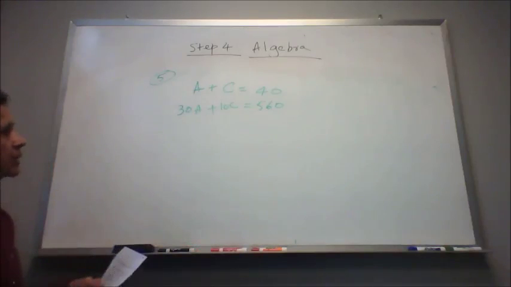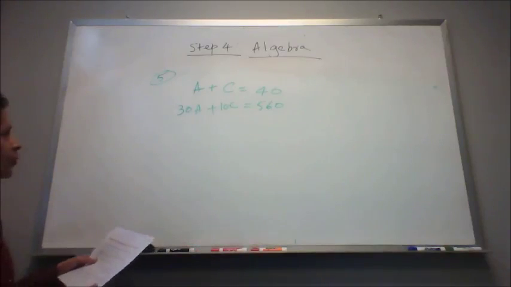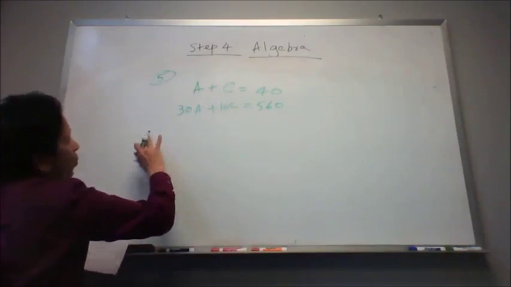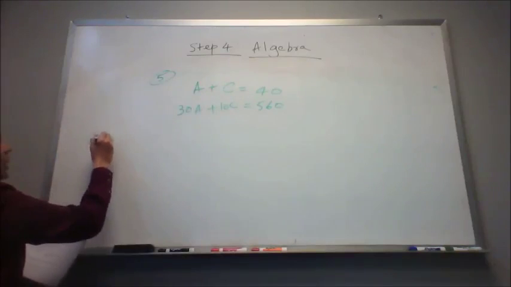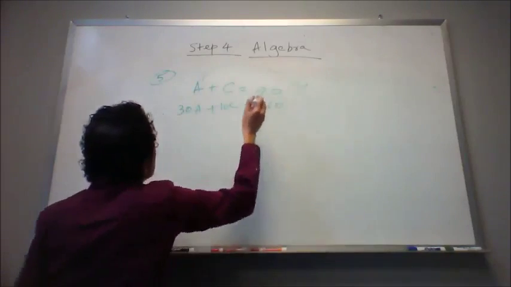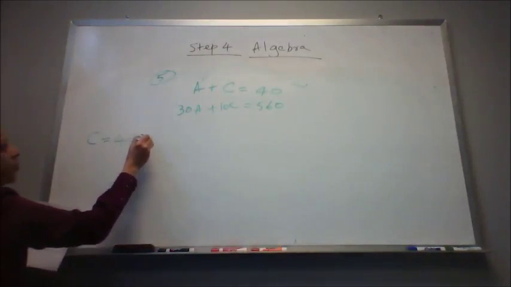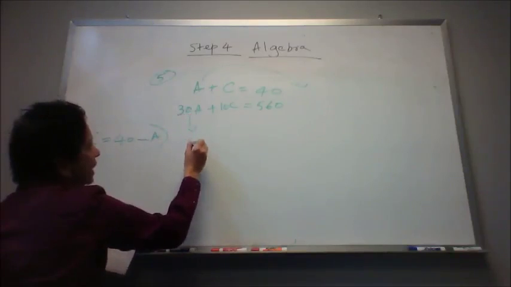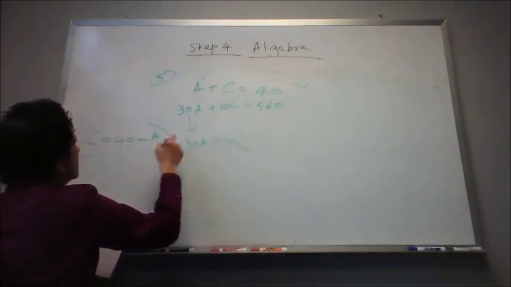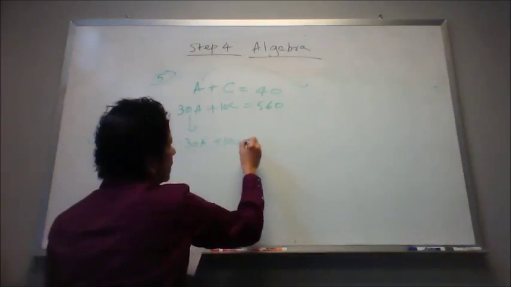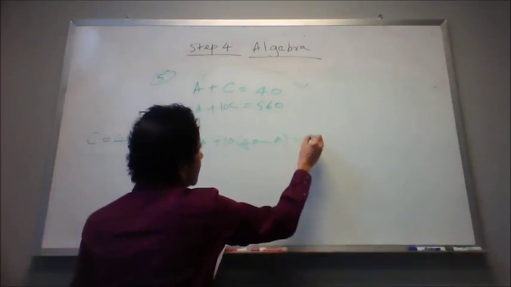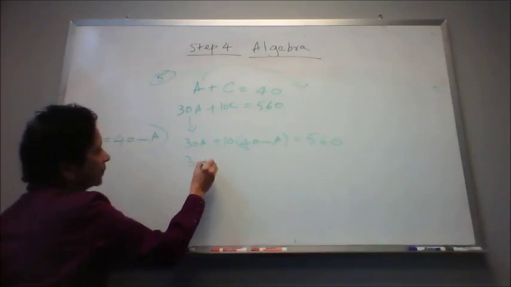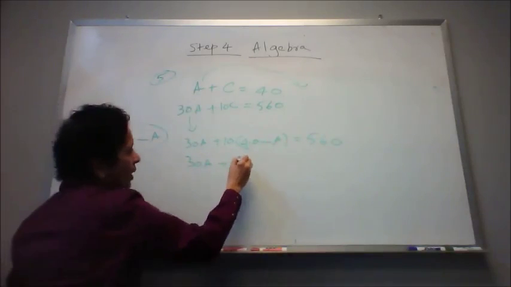So then the substitution method we talked about before, you can actually do that. So from the first, A plus C is 40. So then you can say that C, you want to take the A to the other side. So C is equal to 40 minus A, right? So now here I can substitute 30A, and then 10, instead of C, I put 40 minus A, I'm substituting, equal to 560.